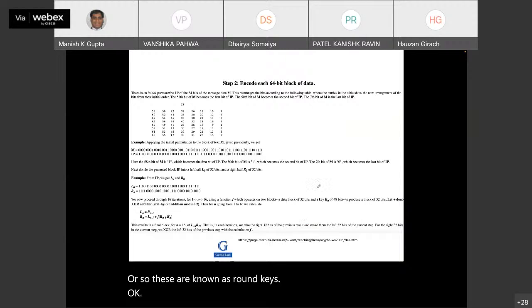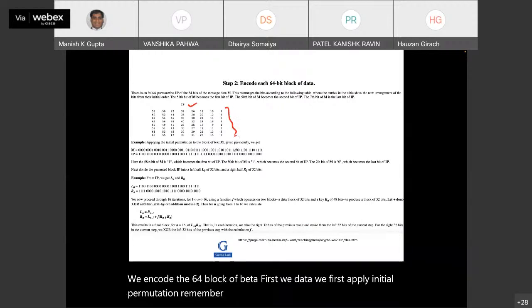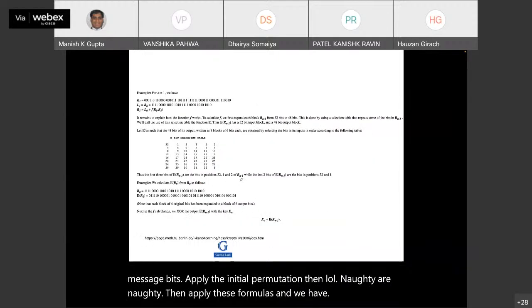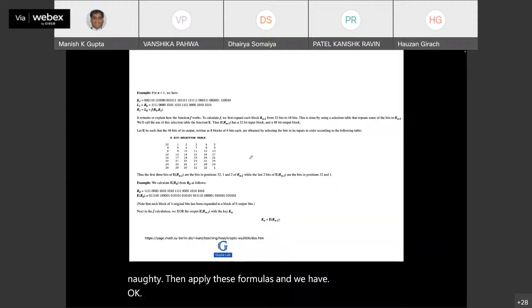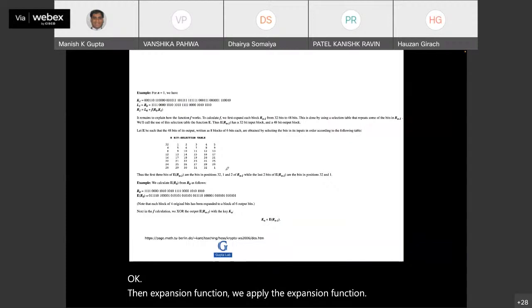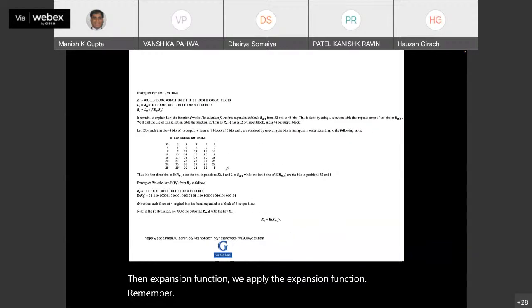Now we encode the 64-bit block of data. First we apply the initial permutation. Remember this permutation we have to use on the message bits. Apply the initial permutation, then L0 R0, then apply these formulas. Then we apply the expansion function. Remember, this is the expansion function where some bits are repeated twice, as we just saw.